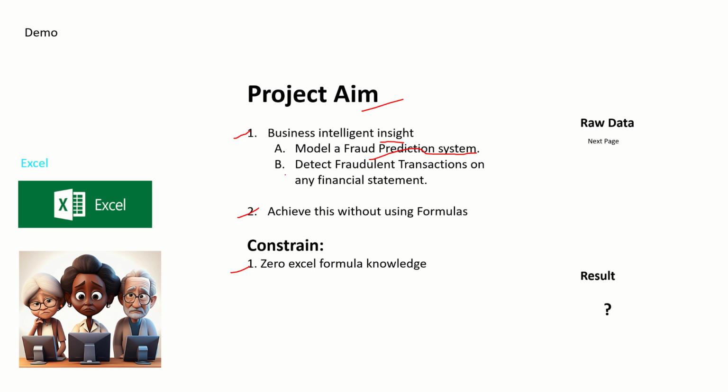The next bit here, number B, they want us to detect fraudulent transactions on any financial system. That's a very tall ask to make. Any financial system. Can we achieve this? Oh yes, we can. We can use ESQL. Going further, they have number two here. You can see what is in number two. We need to achieve this without using formulas. And finally, their constraint is also zero Excel formula knowledge.